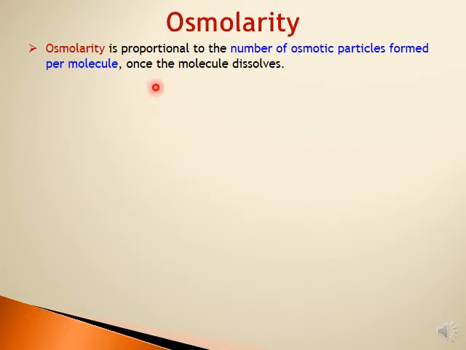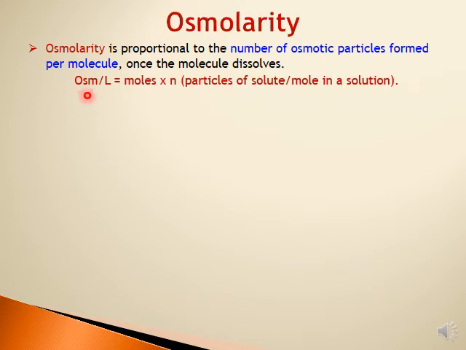Osmolarity is proportional to the number of osmotic particles formed per molecule once the molecule dissolves. We know very well that some molecules, when they dissolve in water, dissociate into smaller particles or into ions. For example, a sodium chloride molecule, when dissolved in water, will give me 2 ions, a sodium ion and a chloride ion. And each one of these ions is considered a solute in the solution and will play a role in the osmotic pressure.